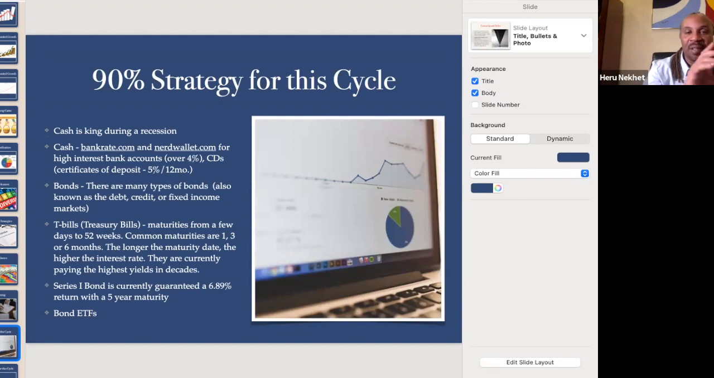90% of our strategy for this cycle should be weighted initially like this, right? So I'm not going to tell you the particular investment. I'm going to tell you the class. You still got to do a little bit of work because your specific needs will be a little bit different than someone else's, in this workshop. But during a recession, cash is king. So you want to have a lot of cash on hand.